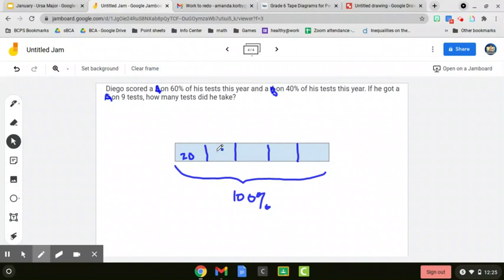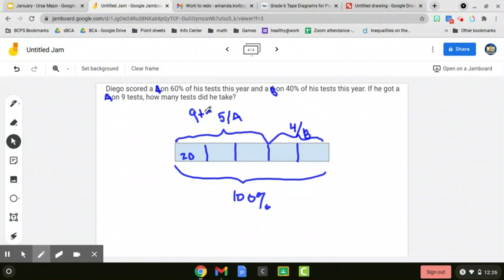So 20, 40, 60. Here's what he got an A on. So he scored a 5 on those. And here's what he scored a 4, or what we're calling a B, on. Now remember, that 5 and that 4 don't matter for solving our percents because those are just the scores. We want to know how many tests there are. So he scored an A on 9 tests. So these 3 boxes are 9 tests.